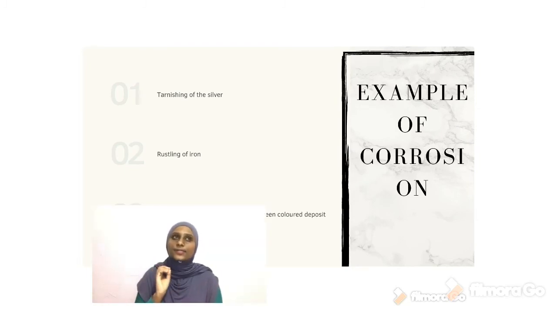Here are some examples of corrosion. Number 1 is tarnishing of silver, number 2 is rusting of iron, and number 3 is brass and copper covered with a green colored deposit.